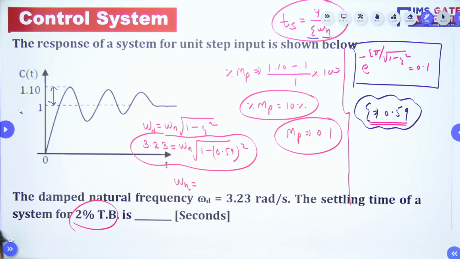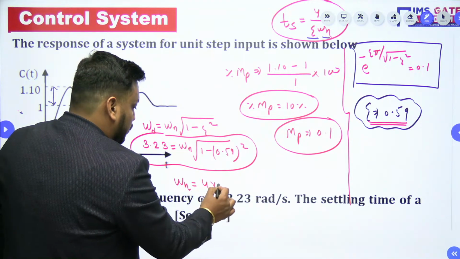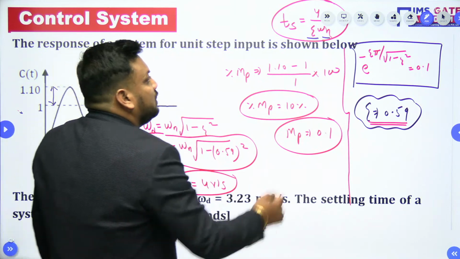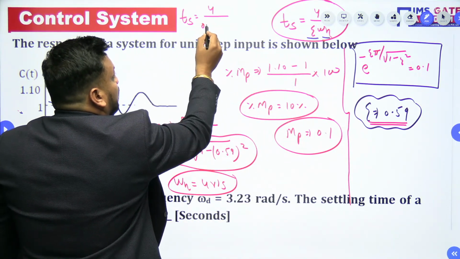So omega n, when you calculate this 3.23, will be near to 4, guys. Omega n will be near to 4 radian per second. So the final answer: settling time is asked for, so Ts is nothing but 4 upon zeta omega n.